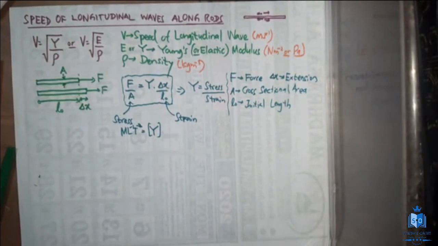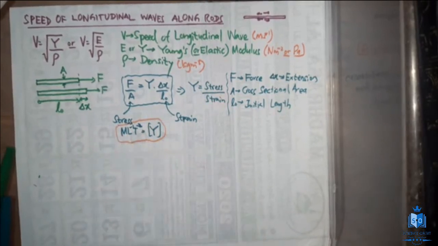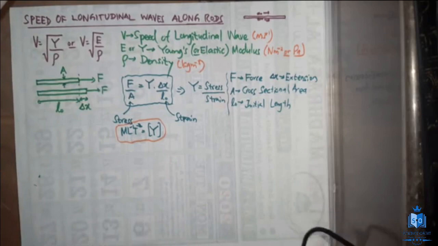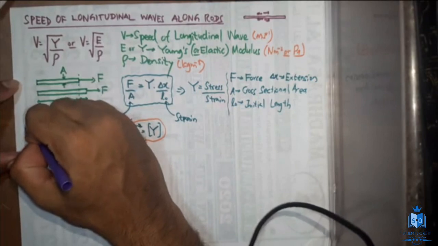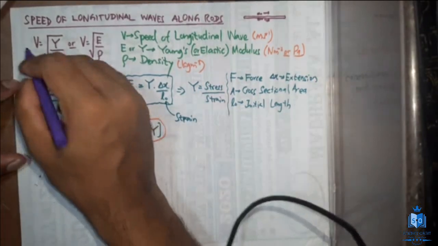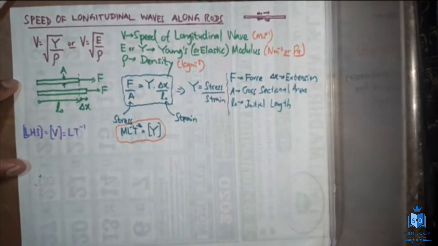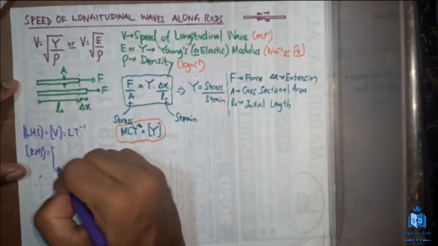This is why I took all this time to figure out the dimension of Young modulus, because without proving, we have just introduced an equation. So we have to make sure that the equation is dimensionally accurate. How do we do that? We consider left hand side dimension and right hand side dimension. Let me quickly do that. So when you consider the left hand side dimension of this equation, that is the dimension of speed. What is the dimension of speed? LT^-1.